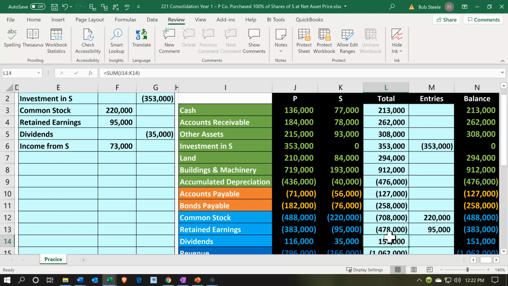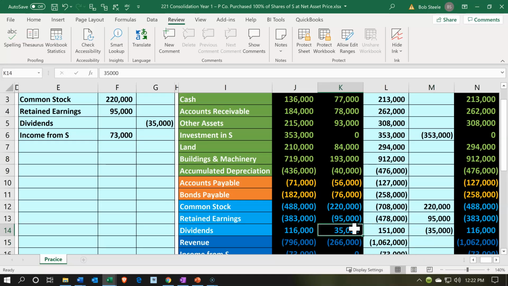And then we're going to remove the dividends. So here's the dividends. Same thing with the dividends. This is going to be equal to the 35,000. That removes the dividends, leaving us with just P, and that's here now. And we had to do that because all of the dividends are being paid from S to the owner, which owns 100%, which is now P.